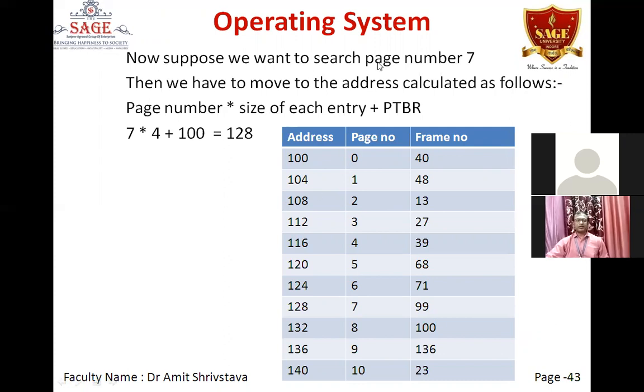Now suppose we want to search page number 7. Then the simple calculation will be: since each page table entry requires 4 bytes, and we want to go to page number 7, so 7 into 4 plus the page table base register, which we just took as 100, gives 128. So it means page number 7 must be present at address 128 in this page table. So this is how we can calculate at which memory address a page is present.